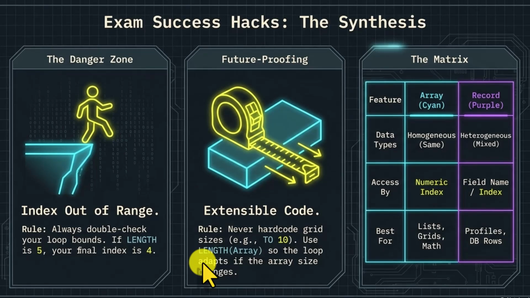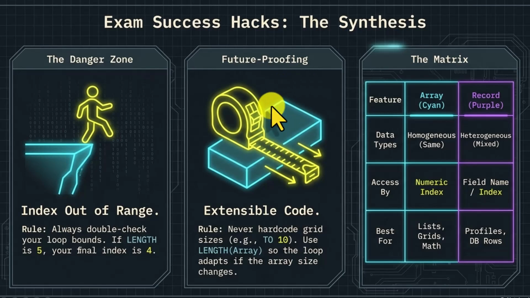Exam success hacks, things that you have to be careful about in the exam. The first one, index out of range, that will cost you marks. If the length of your array is 5, the highest index is 4 and the lowest is 0, so you can give an index from 0 up to 4. If you give any index outside this range, you will get an index out of range error. So remember that.